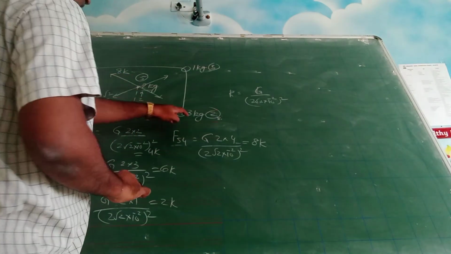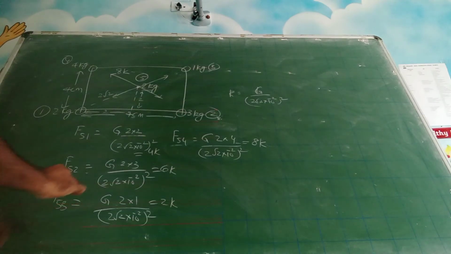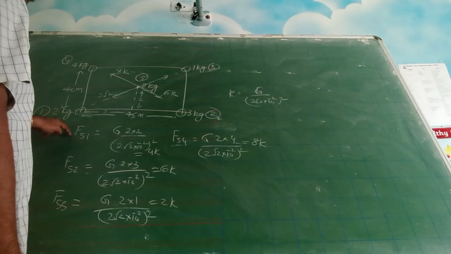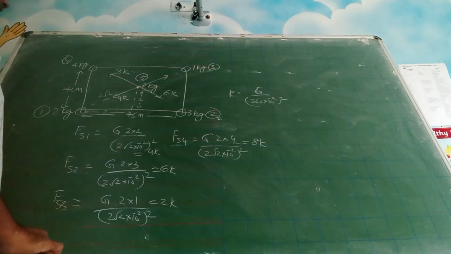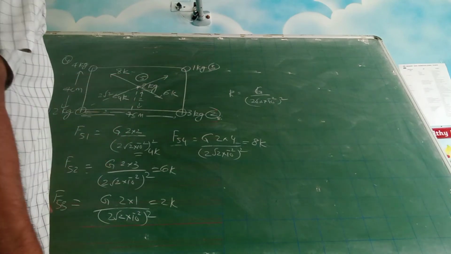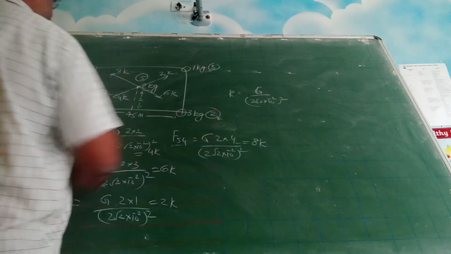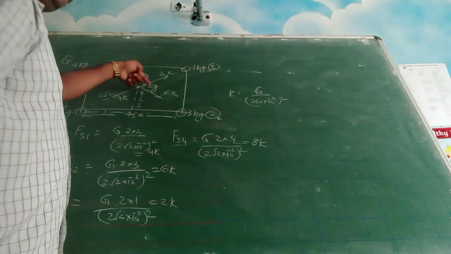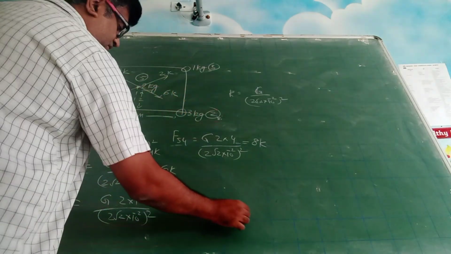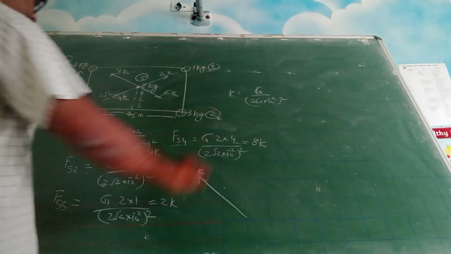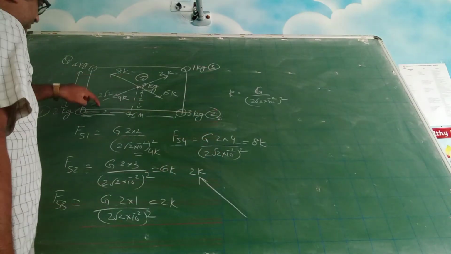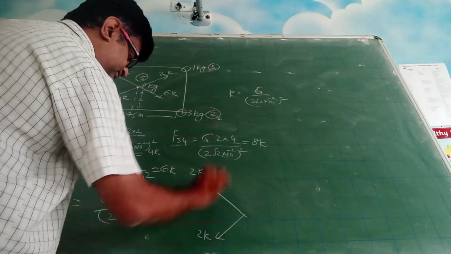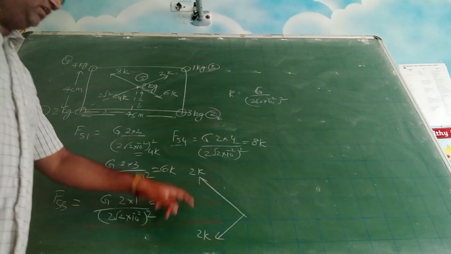Okay? F52 is 6k. And F51 is 4k. And F53 is 2k. So you have a situation like this where you have 8k force in this direction, 6k force in this direction. So what is the net force now? The net force in this direction is 2k. Then you have 4k in this direction and 2k in this direction. So you will have 2k in this direction. Okay? So you have to find the resultant of these two now.